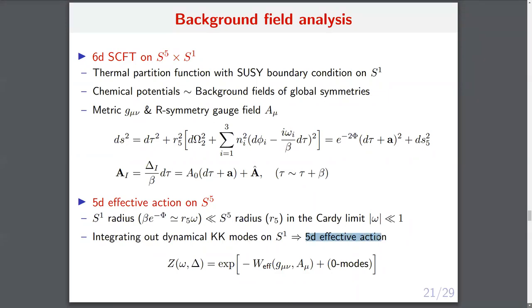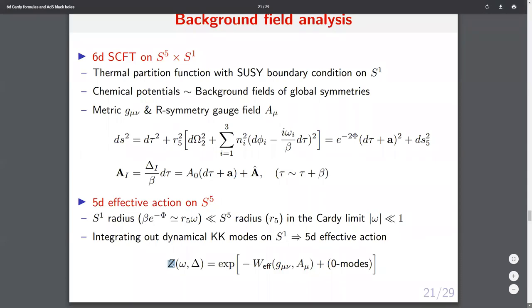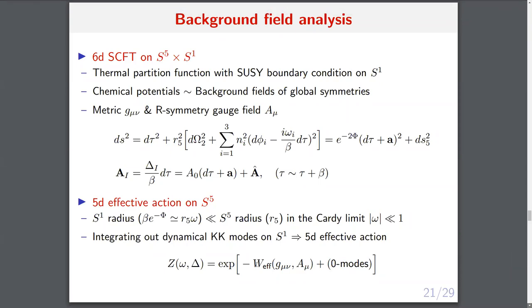With the 5D effective action, the superconformal index can be written as the exponential of minus the 5D effective action, plus some possible zero-mode contributions, which come from the dynamical fields which remain massless after the circle reduction. But I'm going to focus on this effective action in 5D. Formally, we cannot compute this 5D effective action without honestly performing the path integral. But actually, certain terms in this 5D effective action can be completely constrained from the 't Hooft anomalies.